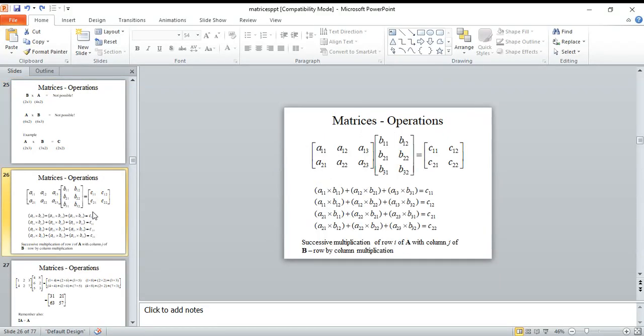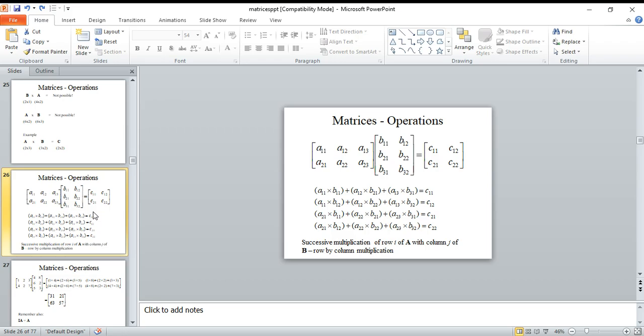Matrix operation. See the operation carefully because this is a little complicated. The first matrix is A11, A12, A13 in the first row and A21, A22, A23 in the second row. The second matrix is B11, B12, B21, B22, B31, B32. Is multiplication possible here? Yes, because the first matrix has 3 columns and the second matrix has 3 rows, so it is applicable to multiply the two matrices.